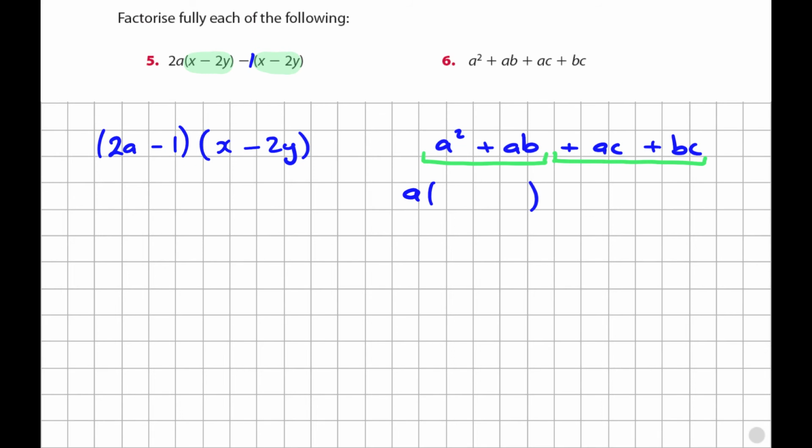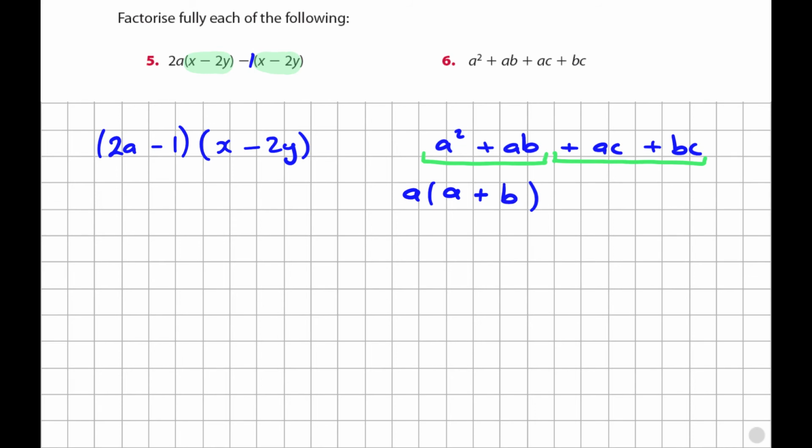Okay. And if I take a out, I need to know what's left. So it can't change its value. It has to have the same value. So I need to see what I'll be left with inside here if I take a out and multiply everything by a. So a multiplied by something gives me a squared, and it's a multiplied by a. So that's the first term sorted. Now I need to see what happens with the second term. So a multiplied by something gives me plus ab. So that's obviously going to be plus b.